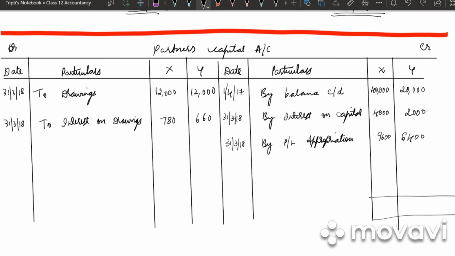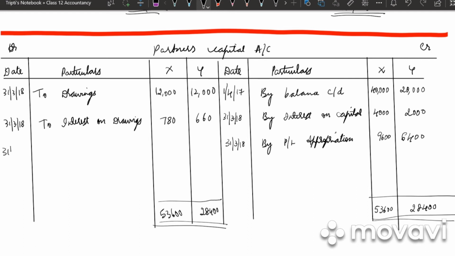Then we will balance both the sides. Which side total is more? Credit side. How much is it? 53,600, 28,400. 53,600 and 28,400 will be written on both the sides.